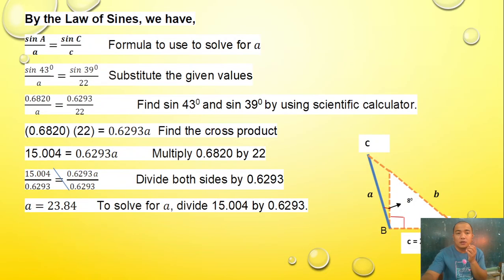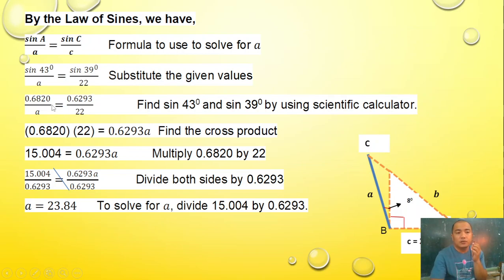And from that, you can be able to solve for side A. Okay? Kasi ang goal natin dito is to find the length of the pole. So sine A over A equals sine C over C will be our formula to use to solve for side A. So substitute: sine 43 over A is equal to sine 39 over 22.